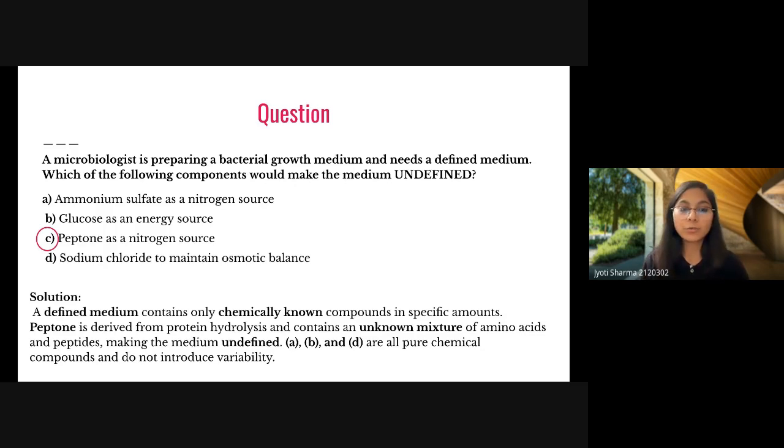So, as I told you, for the defined medium, we should have chemicals that have a very specific composition. A defined medium contains only chemically known compounds in specific amounts, and peptone is derived from protein hydrolysis and contains an unknown mixture of amino acids and peptides, and that's why this makes the medium undefined. So that's why C is the right answer.